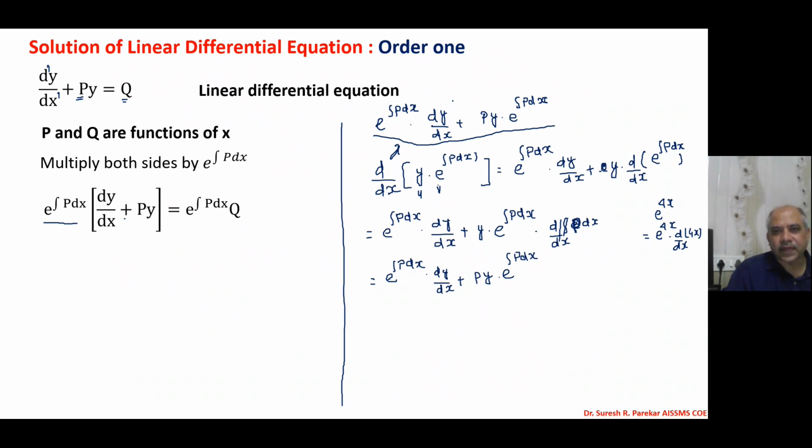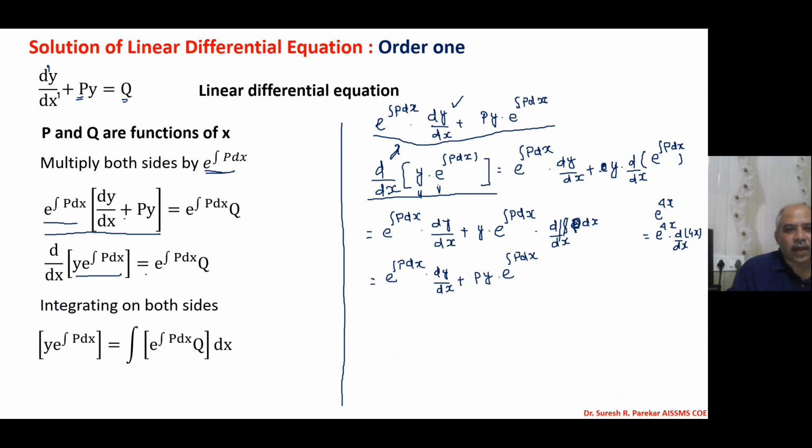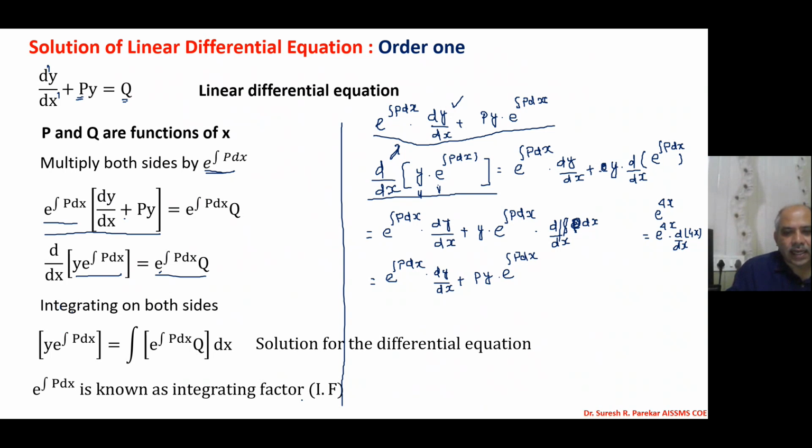And we can see we have this term, and therefore this term becomes d by dx of y e integration p dx. And this right part will be as it is, we have Q and we have multiplied it by e integration p dx. Now we will take integration on both sides. Then this derivative d by dx and this integration get cancelled, and this becomes y e to the power integration p dx, which is equal to the integration of this right part. Now this e integration p dx is known as the integrating factor, and this is your solution of the differential equation of order 1.